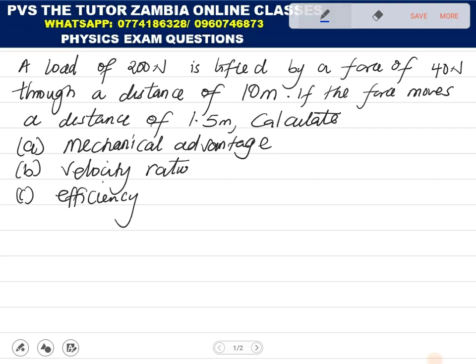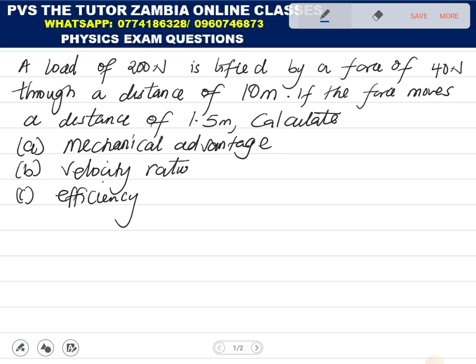I have a physics question here coming from Simple Machines. The question says a load of 200 newtons is lifted by a force of 40 newtons through a distance of 10 meters. If the force moves the distance of 1.5 meters, calculate the mechanical advantage, the velocity ratio, and the efficiency. So, under Simple Machines, if you know the definition of mechanical advantage and the velocity ratio, this shouldn't be something difficult. But if you don't know, I'll encourage that you read those notes.